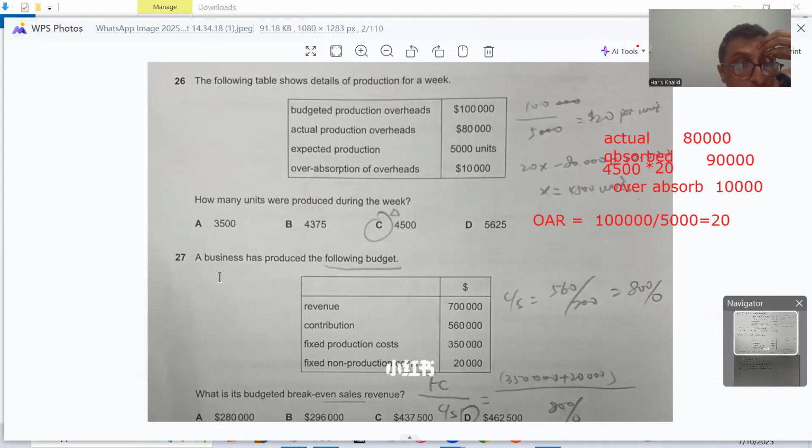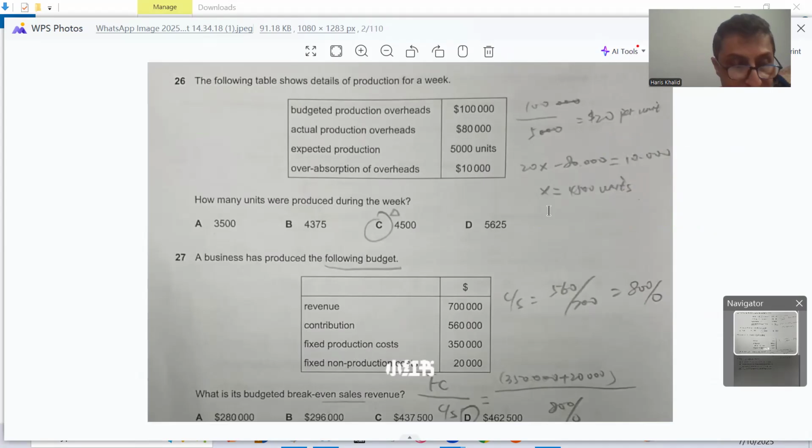So this is done. A business has produced the following budget: revenue 7 lakh, contribution 5,60,000, fixed production cost 3,50,000, fixed non-production 20,000. What is the budgeted break-even sales revenue? Remember that when we find budgeted break-even, we take total fixed cost, not only fixed production or only fixed non-production. Either it belongs to production or non-production. So the total fixed cost is going to be 3,70,000.